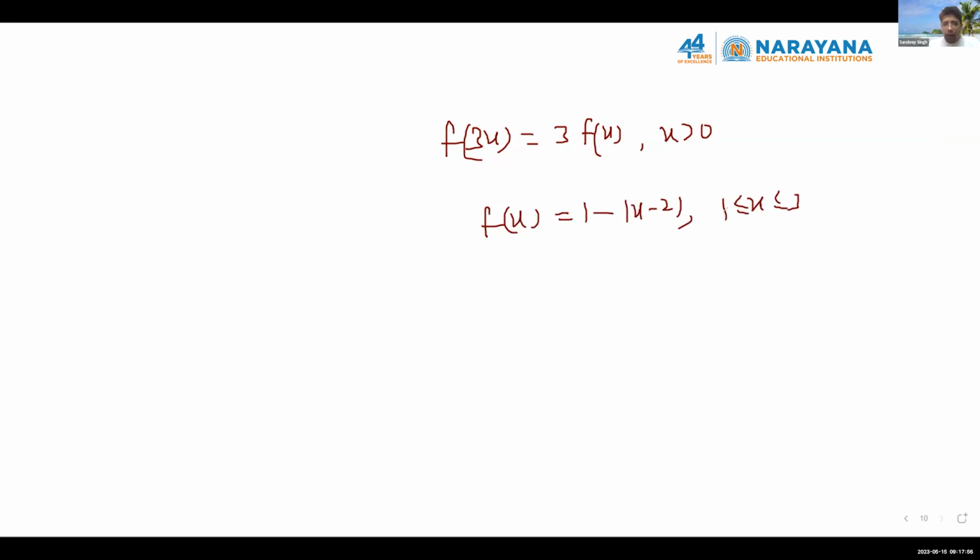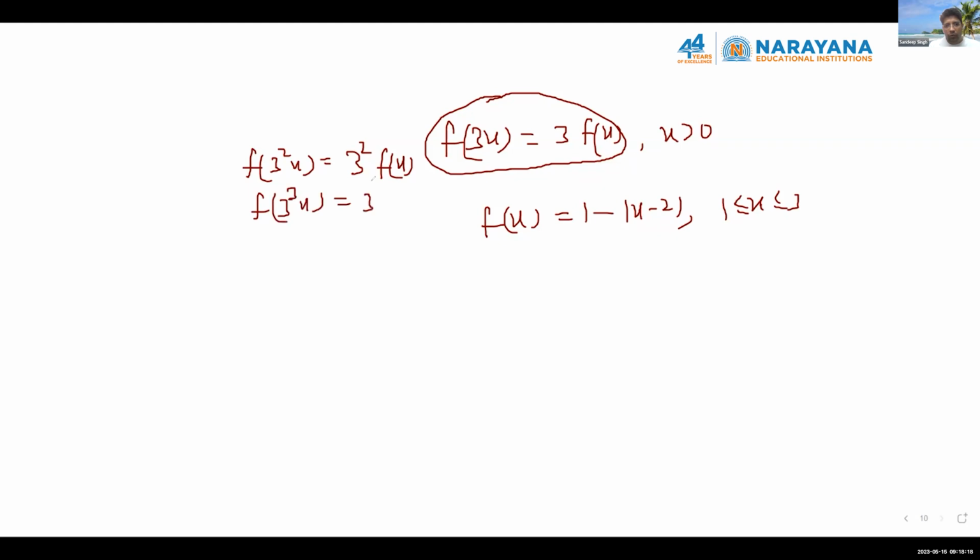Because f of 3x is 3 times fx. From here, if I replace x by 3x, then this will be f of 3 square x, which is 3 times f of 3x, which is again 3 times fx. Again replace x by 3x. So f of 3 cube x equals 3 cube into fx. If you continue in the same manner, f of 3 power m into x will be 3 power m times fx. Is that understood better?